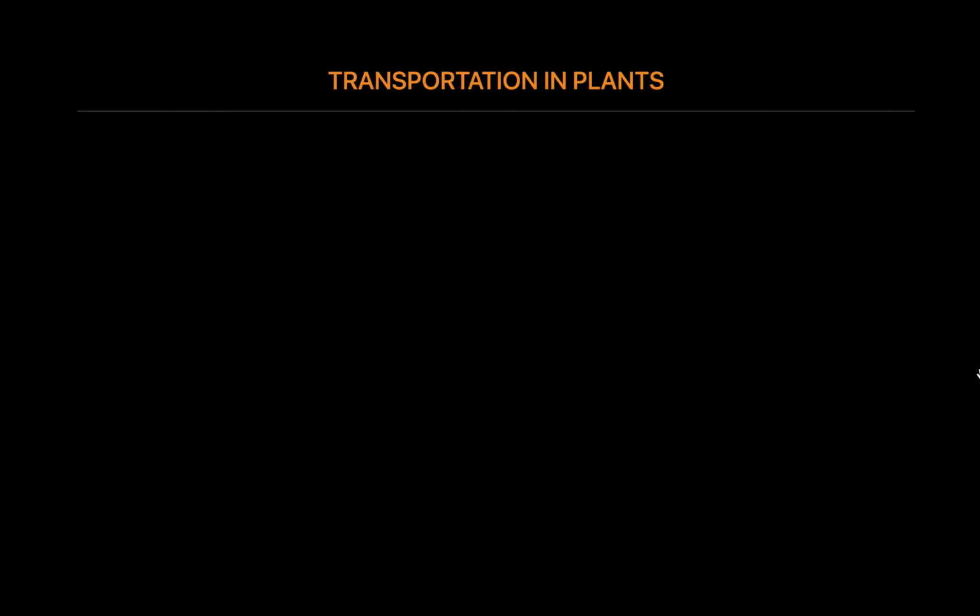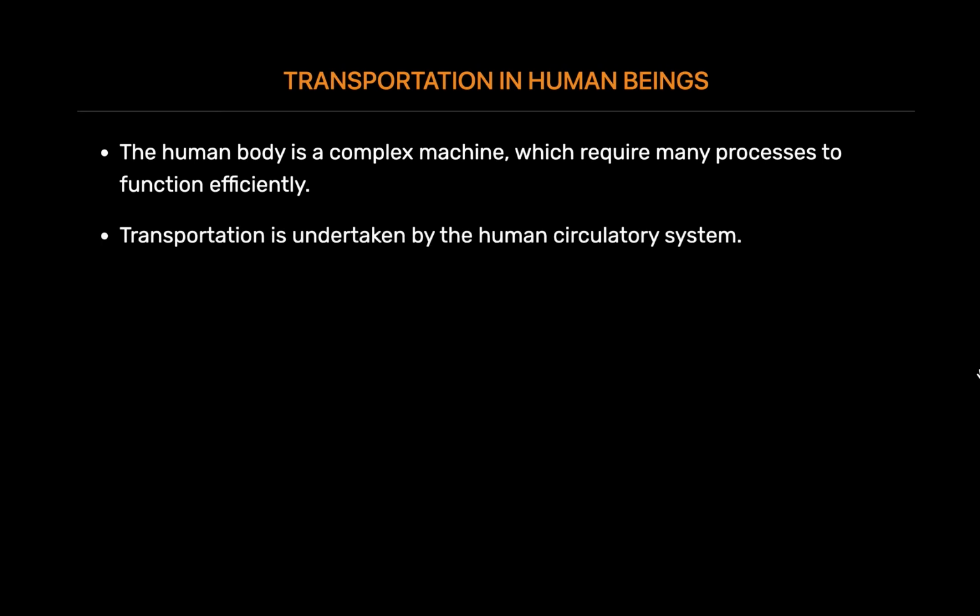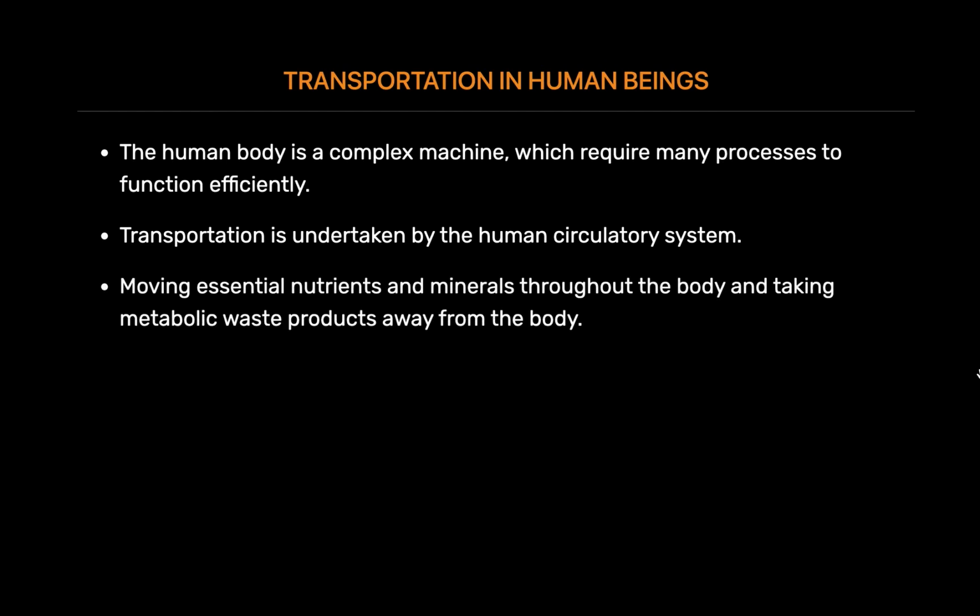Transportation in plants. In this topic we will study about transportation of water and minerals, transportation of food. Transportation in human beings. The human body is a complex machine, which requires many processes to function efficiently. The transportation in humans is undertaken by the human circulatory system, moving or transporting the essential nutrients and minerals throughout the body, and taking metabolic waste products away from the body.